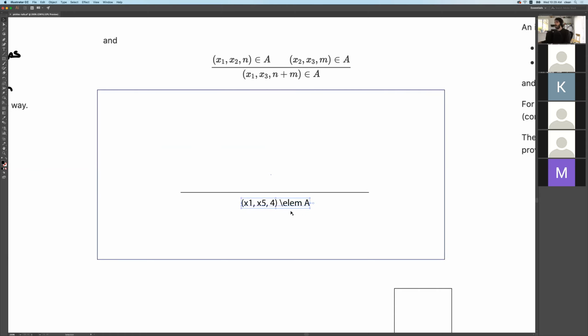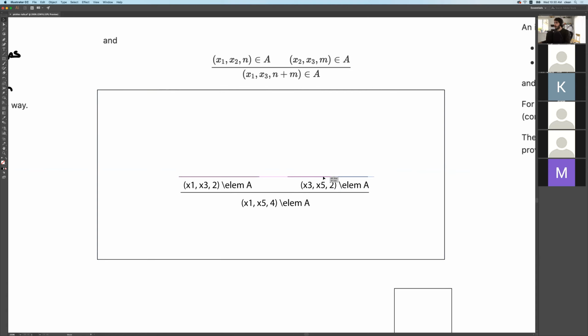Okay, so let's apply this rule. If we wanted to prove that, it would suffice to prove that there was some point x3, so that you could get from x1 to x3 in 2 steps and from x3 to x5 in 2 steps. That would be sufficient. Well, let's try and prove those. This is how this notation works.